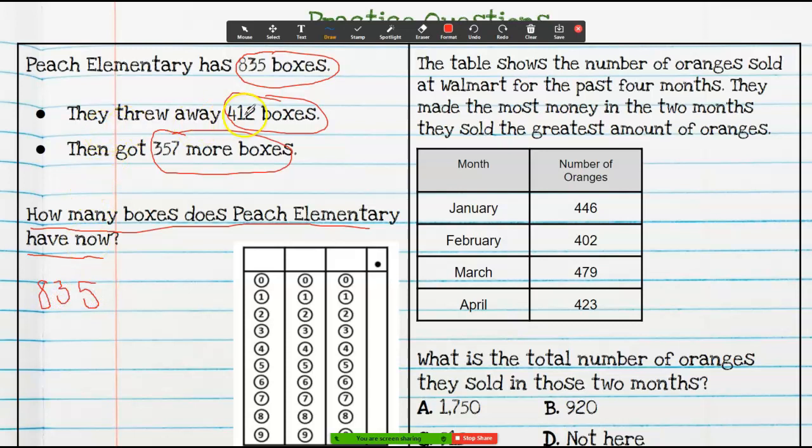They threw away 412. So I'm subtracting. I threw them away. 5 minus 2 is 3. 3 minus 1 is 2.